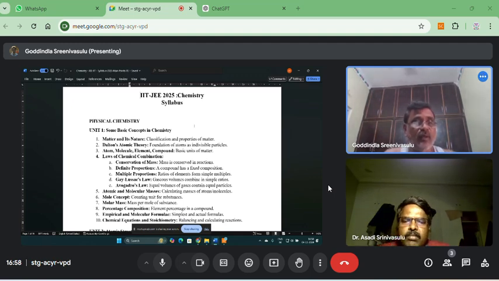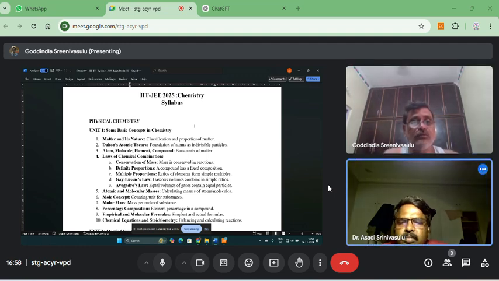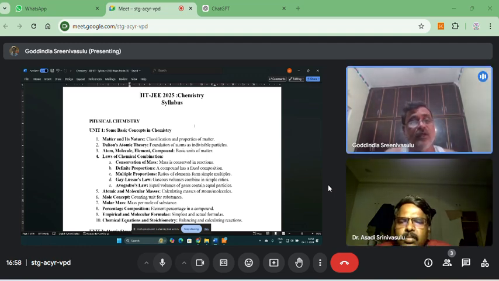Then what is the Avogadro value? Avogadro's law is different, Avogadro value is different. Then atomic and molecular masses. So what is the mass of an atom? What is the mass of a molecule? We'll define how atomic and molecular mass are defined.